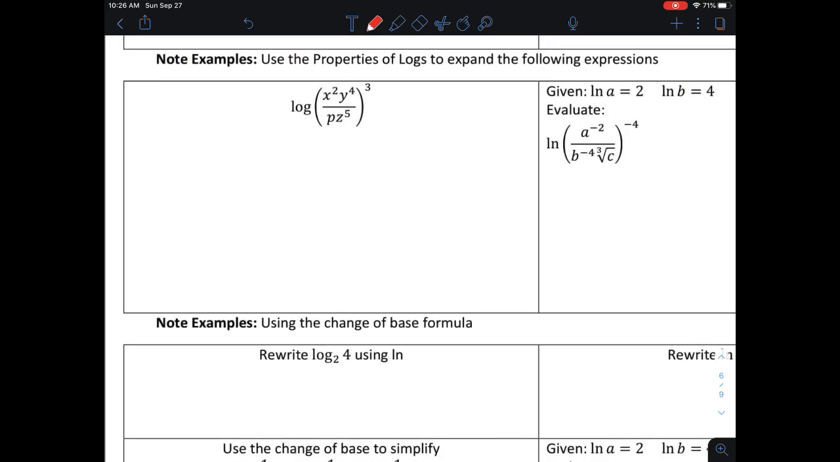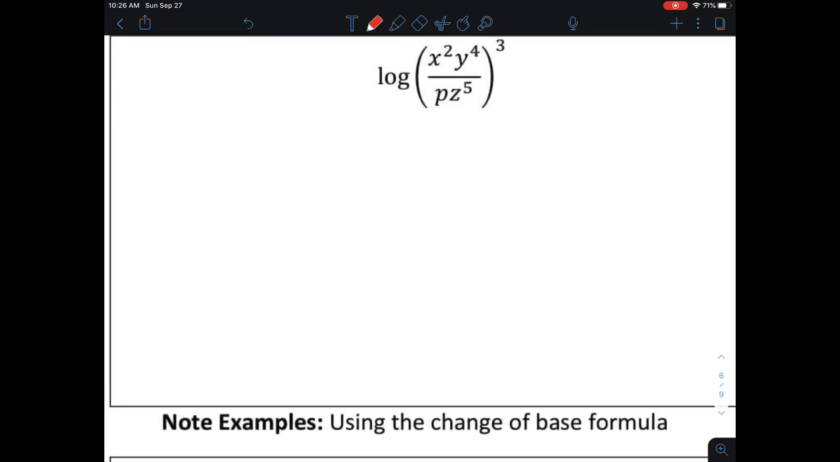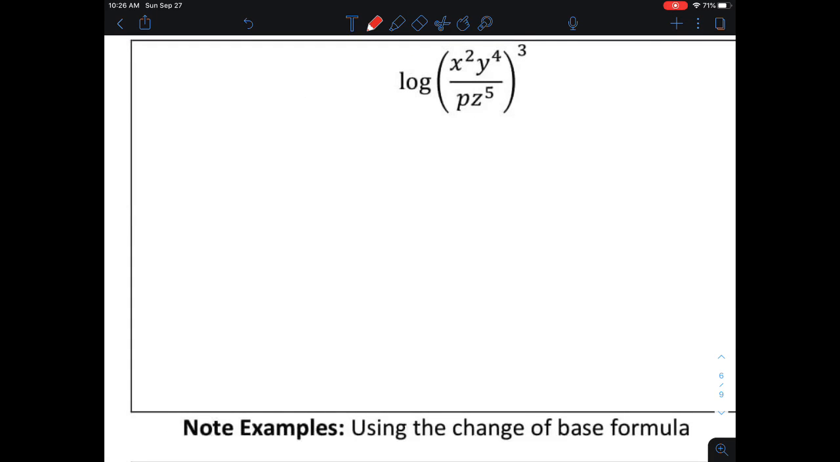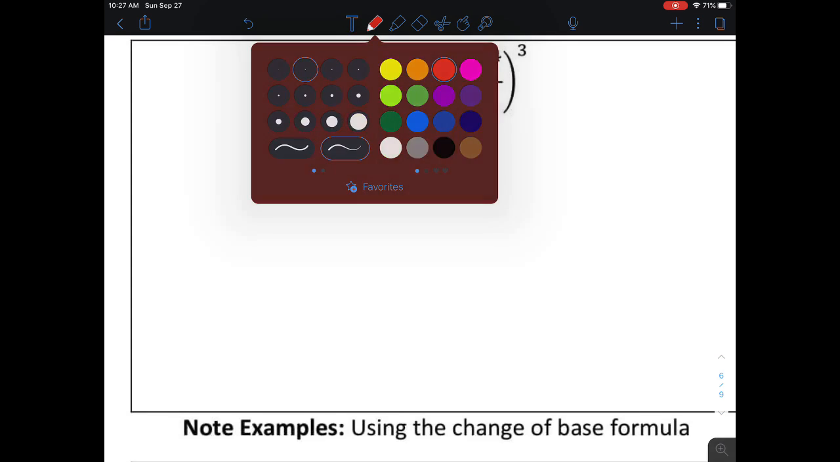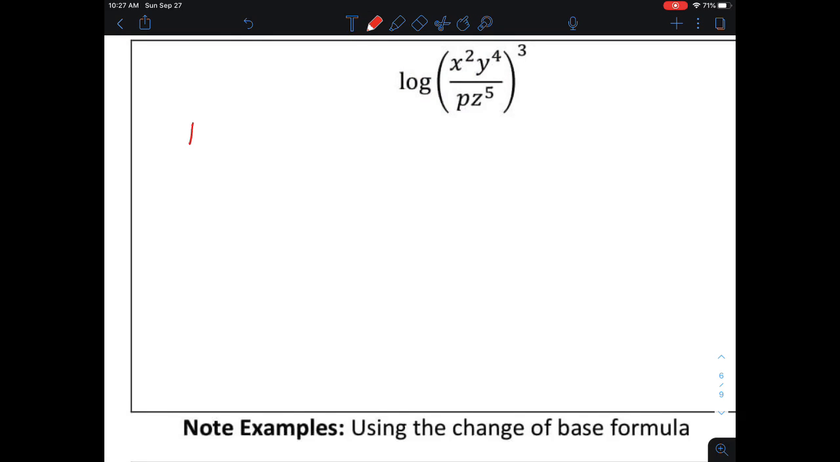Now let's go the other direction. Let's expand logarithms. Full expansion, so I only want to see a variable on the inside. I don't want to see any exponents or any operations, if I can help it. So start with this first one. Full expansion is if you see an exponent outside, apply it to everything inside of there. So I'm going to use my properties of exponents, and I'm going to rewrite this as log of x to the 6th, y to the 12th, power to power, you multiply your exponents, p to the 3rd, and z to the 15th on the bottom.